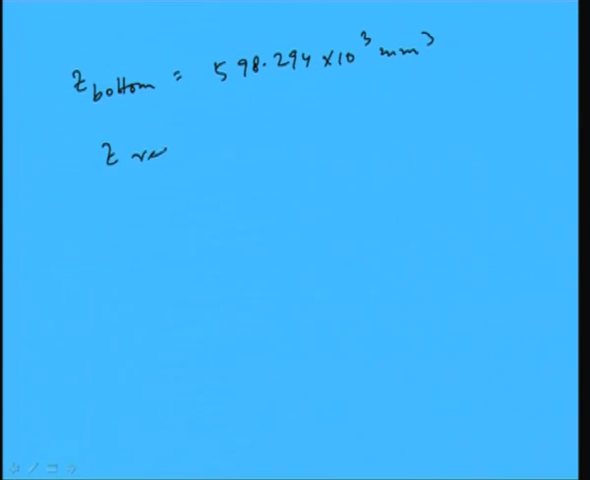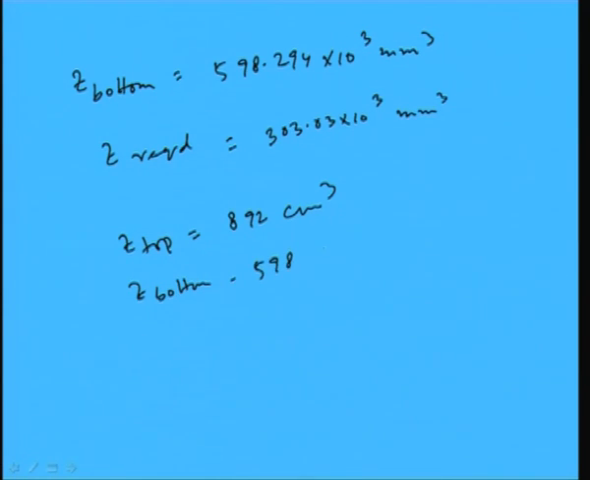And Z required we have calculated earlier, that is M by sigma bc or sigma bt, that was 303.03 into 10 cube millimeter cube. This is all right because Z top is coming as 892 centimeter cube and Z bottom is coming 598 centimeter cube. Now, required is 303 centimeter cube. So, this is quite okay. We can say that the section we have chosen is quite enough from the moment point of view, to carry the load which has been given.